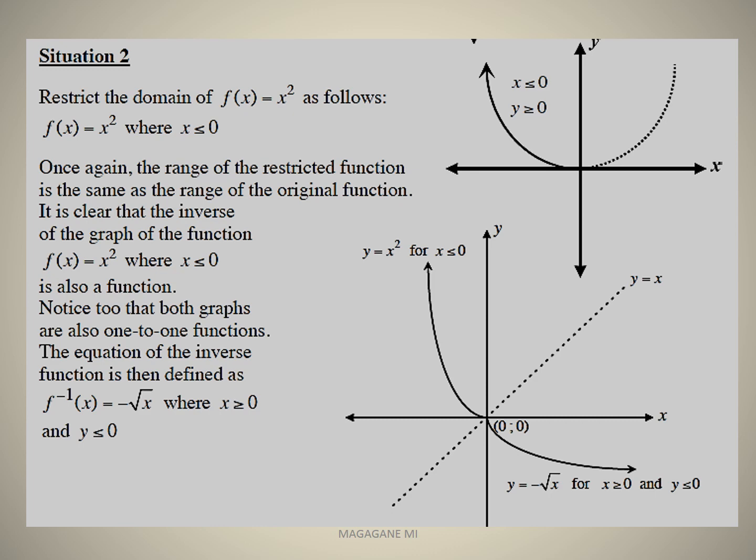It is clear that the inverse of the function f of x equals x squared, where x is less than or equal to 0, is also a function. So this time we only took the part of the graph where x is less than 0. We only work with the negative side. So its inverse will be y equals negative square root of x. So the equation of the inverse function is then defined as the inverse of f of x equals negative square root of x, where x is greater than or equal to 0. Don't forget that the two graphs are reflected on the line y equals x.